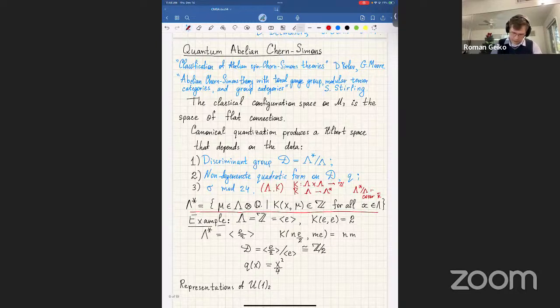So let's consider an example. Let's have a one-dimensional lattice, with the K matrix 2. And this 2 means that it's a bosonic theory.